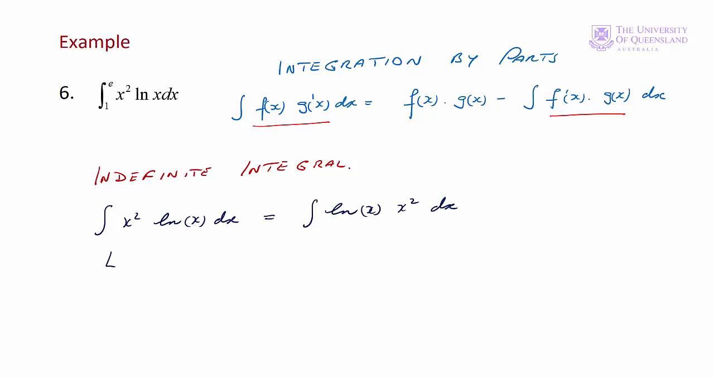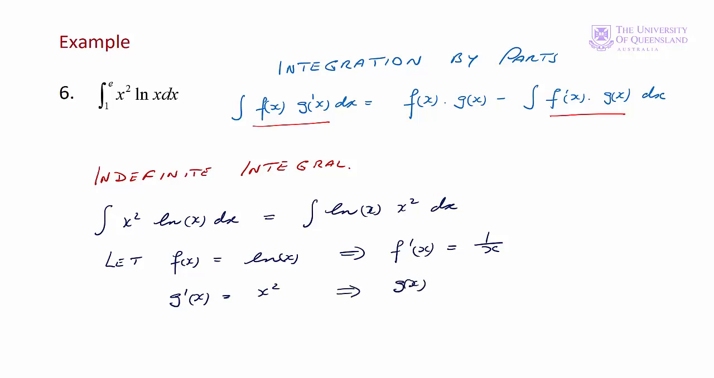So we'll let f(x) equal log x. That implies that f'(x) is equal to 1 on x. And we'll let g'(x) equal x squared. We can use our inverse power rule to find g(x). That implies g(x) is equal to 1/3 x cubed. So now we have f(x) and f'(x), g'(x) and g(x).